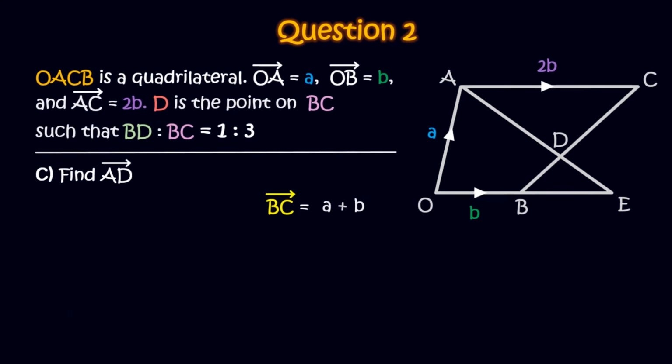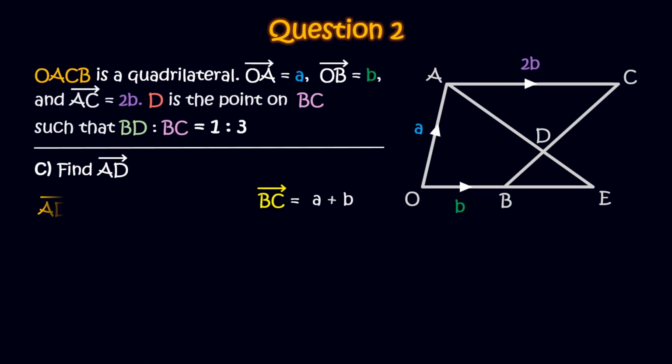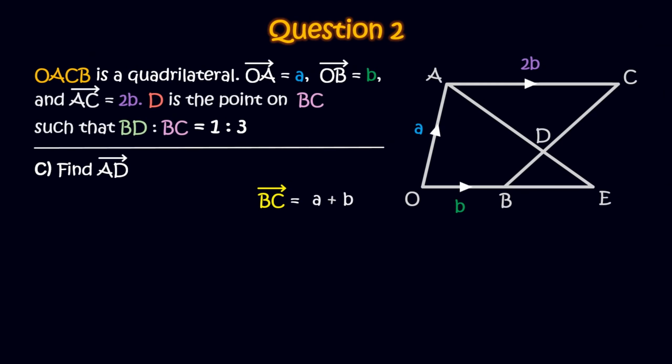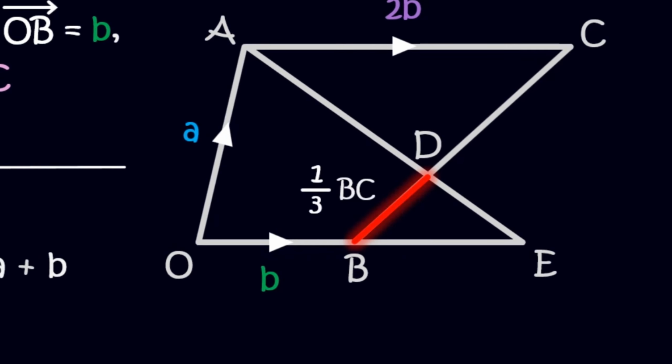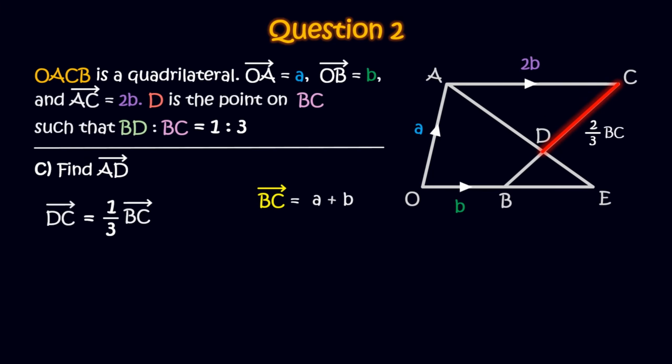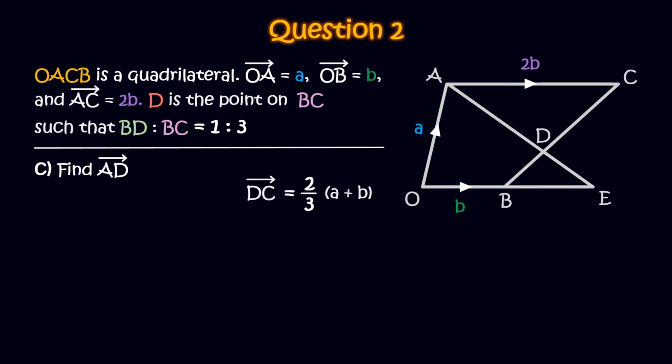Next, we have to find AD, for which we need to know AC and CD. We know that AC equals 2B, but CD is unknown. However, we have been given this information, which we can use to find CD. Write them as fractions and make BD the subject. Now, it's pretty straightforward that BD is 1/3 of BC, therefore DC must be 2/3 of BC, because BD and DC are the two segments of the same line. Therefore, we can write the equation DC equals 2 upon 3 BC, then input the value of BC to find DC. Now we can find AD with this equation.